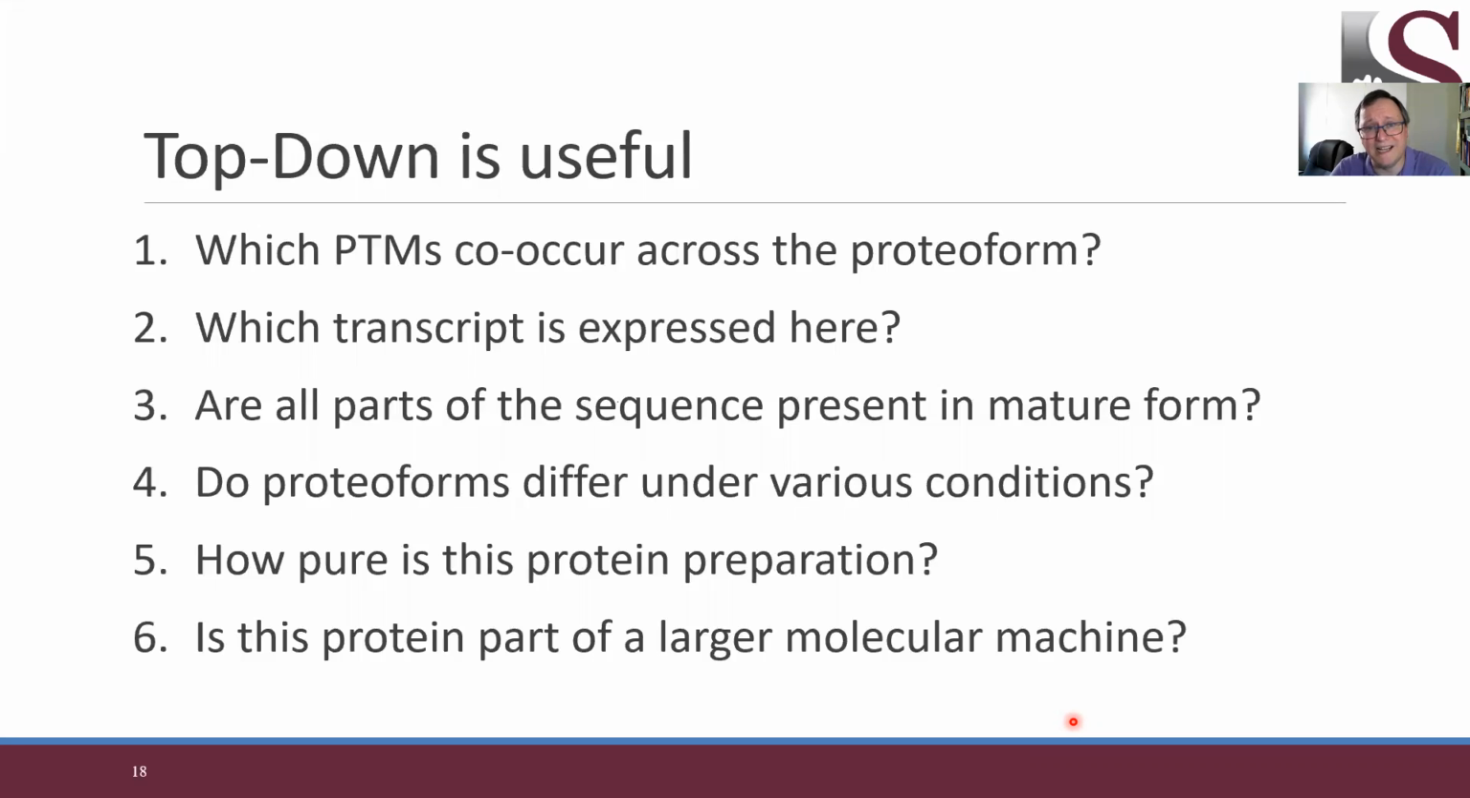Biologically, top-down is very useful. Which post-translational modifications co-occur across a proteoform? Which of several transcripts for this gene is expressed under these conditions? Are all parts of the sequence present in its mature form? Does the expression of proteoforms change under various conditions? How pure is this protein preparation? And finally, is this protein part of a larger molecular machine?